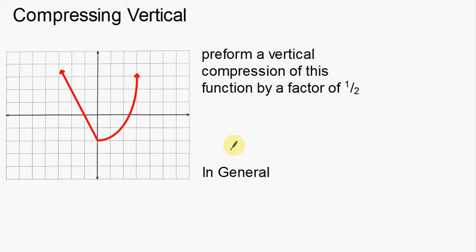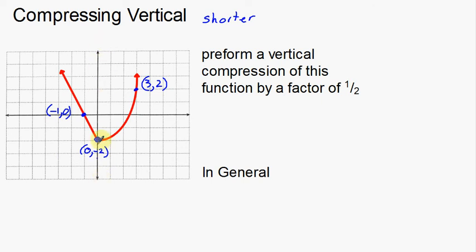Compressing vertically. What we're going to do is make this shorter. Shorter is one way we can describe what we're about to do. So the first thing I need is a couple of points. I'm going to use the same points I did last time. This point is going to be (0, -2), this is going to be (3, 2), and this point over here is going to be (-1, 0). All right, so we are compressing vertically.